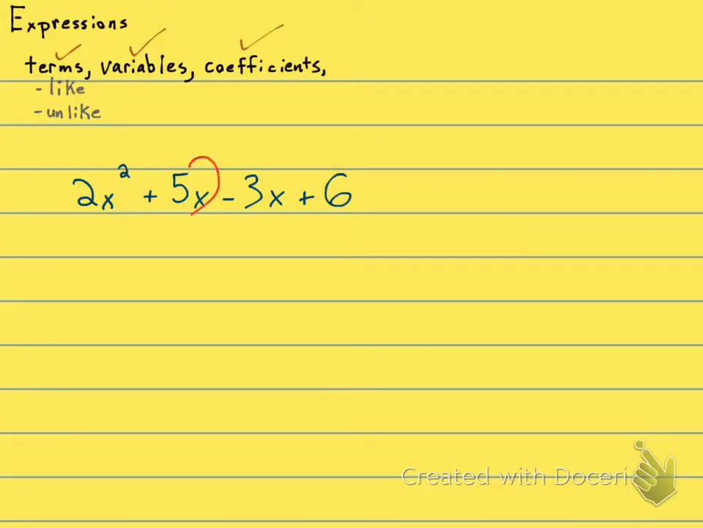See this 5x, positive 5x, and this -3x? Oh, right? They're like terms. They like each other. They go together. So you can put a positive 5x together with a -3x, and you will get a positive 2x.